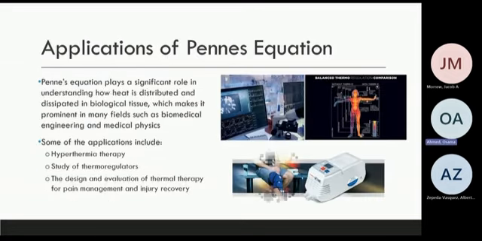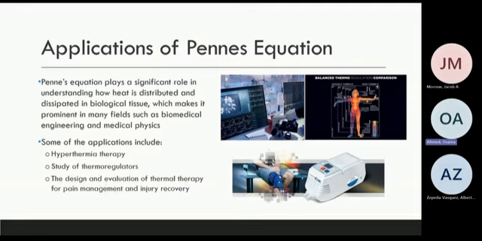Moving to the next part, which is the applications of Pennes' equation. Pennes' equation has a wide range of applications in the medical field. For example, it is used to design and evaluate hyperthermia therapies by understanding how heat spreads through tissues. Clinicians can determine the optimal temperature range and exposure time to maximize cancer cell destruction.